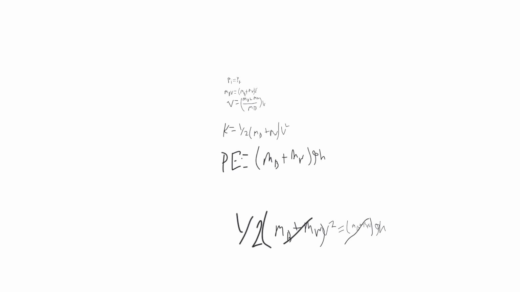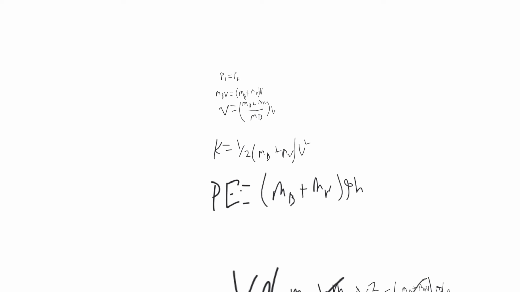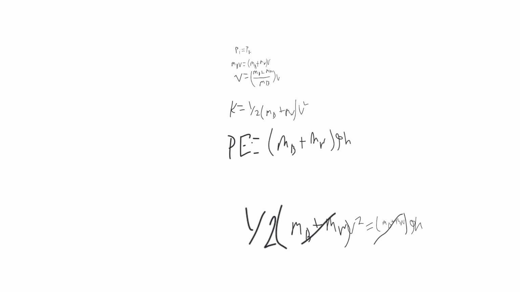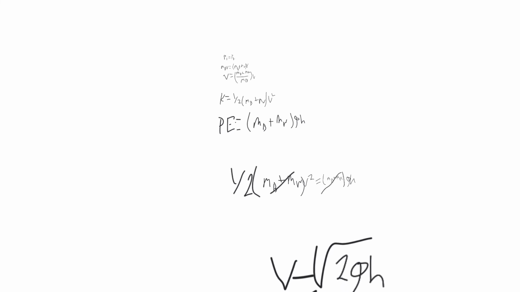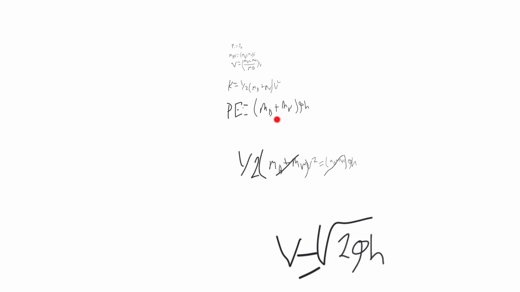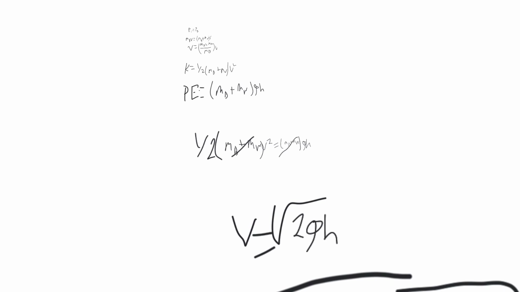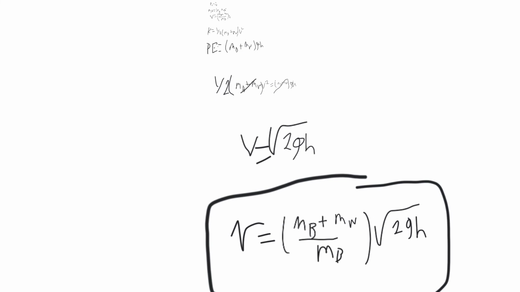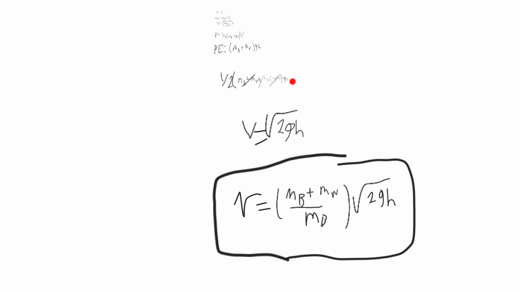Now we're left with that. We know that the kinetic energy is half of the mass of B plus mass of W times V squared, and we know that the potential energy is going to be equal to the mass of B plus the mass of W times g times h. Now we equal those to each other, and the mass terms cancel out, and we're left with just this. The velocity is going to be equal to the square root of 2gh.